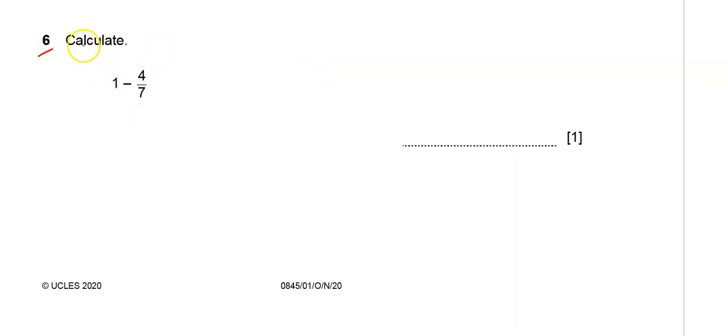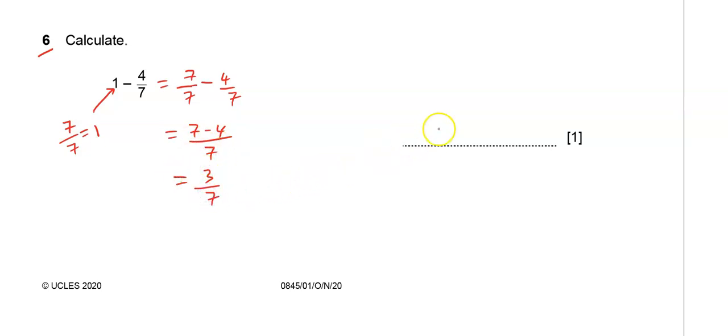Question 6. Calculate 1 minus 4 over 7. Of course, we have to change this 1 into a fraction, and 1 is the same as 7 over 7. When you divide 7 by 7, you get 1. So this becomes 7 over 7 minus 4 over 7. Since the denominator is the same, you can subtract the numerators straight away. So 7 minus 4 over 7 gives us 3 over 7. So our answer is 3 over 7.